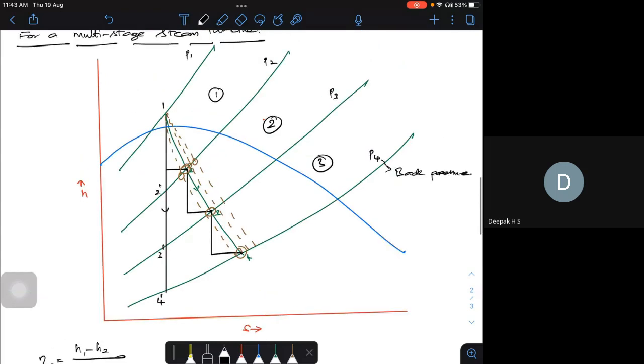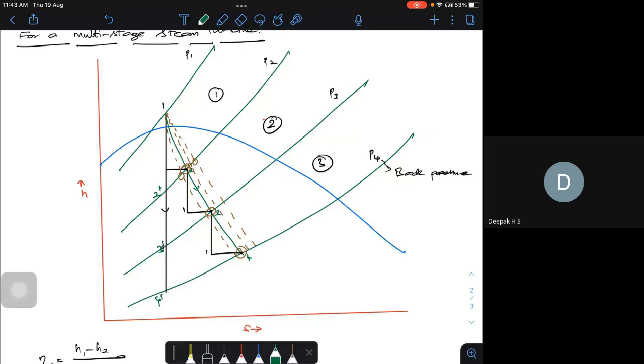Instead of calling this 2, I'm going to call this 2 dash, this 3 dash, and this 4 dash. Okay, that is the point actually I'm trying to look at. So H1 minus that particular point 2 dash. Sorry, this is 2 dash, 3 dash, 4 dash. That's correct. This is my 2 dash, 3 dash, and 4 dash, on the isentropic line.